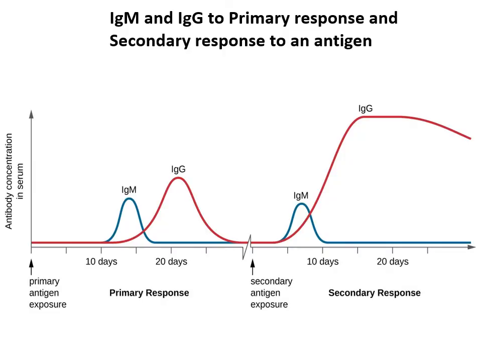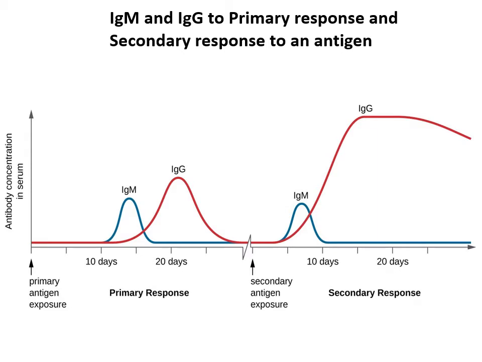Okay, so here's a lovely slide showing the initial response to an infection with the antibodies IgM and IgG. And you can see with the primary response, there's a big bump in IgM to begin with, and then the B cells start producing IgG weeks later.